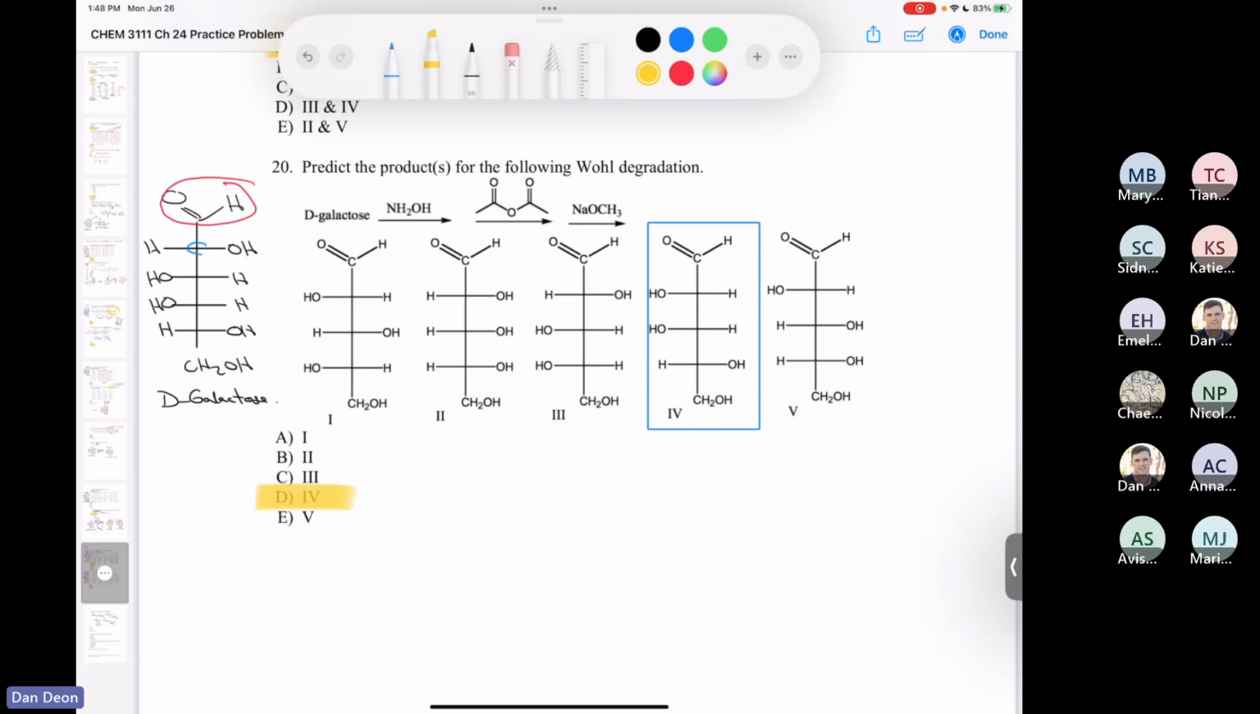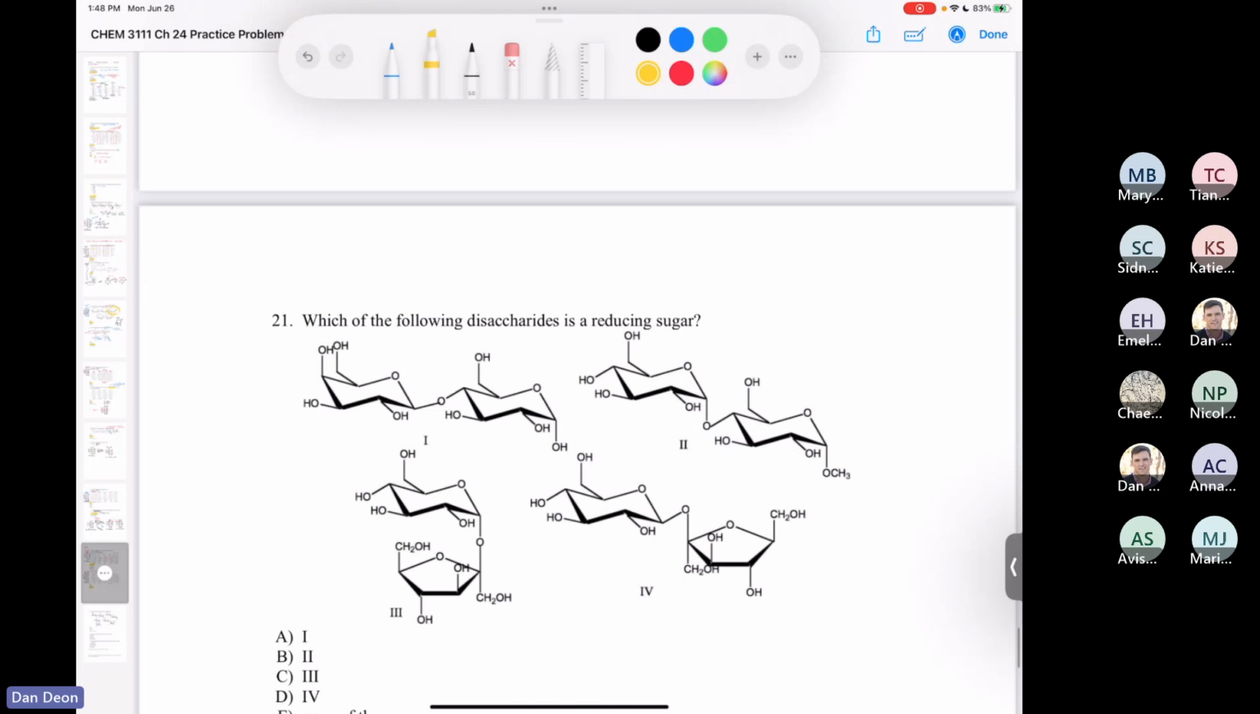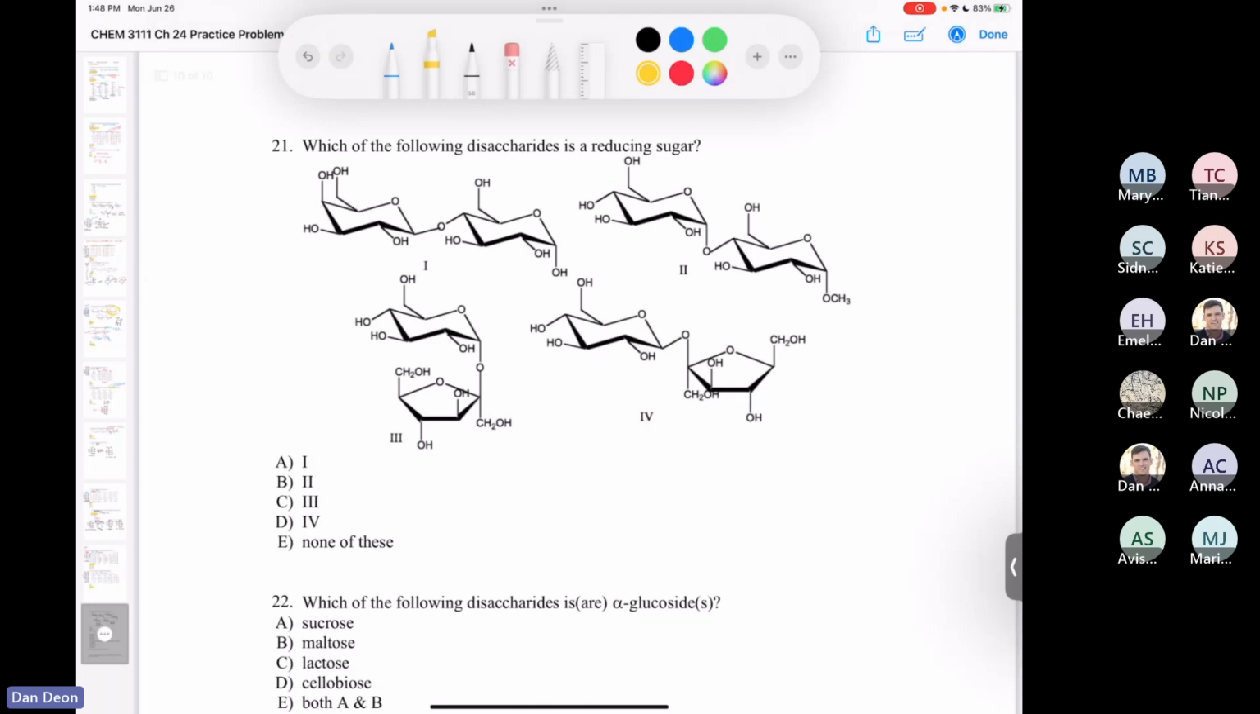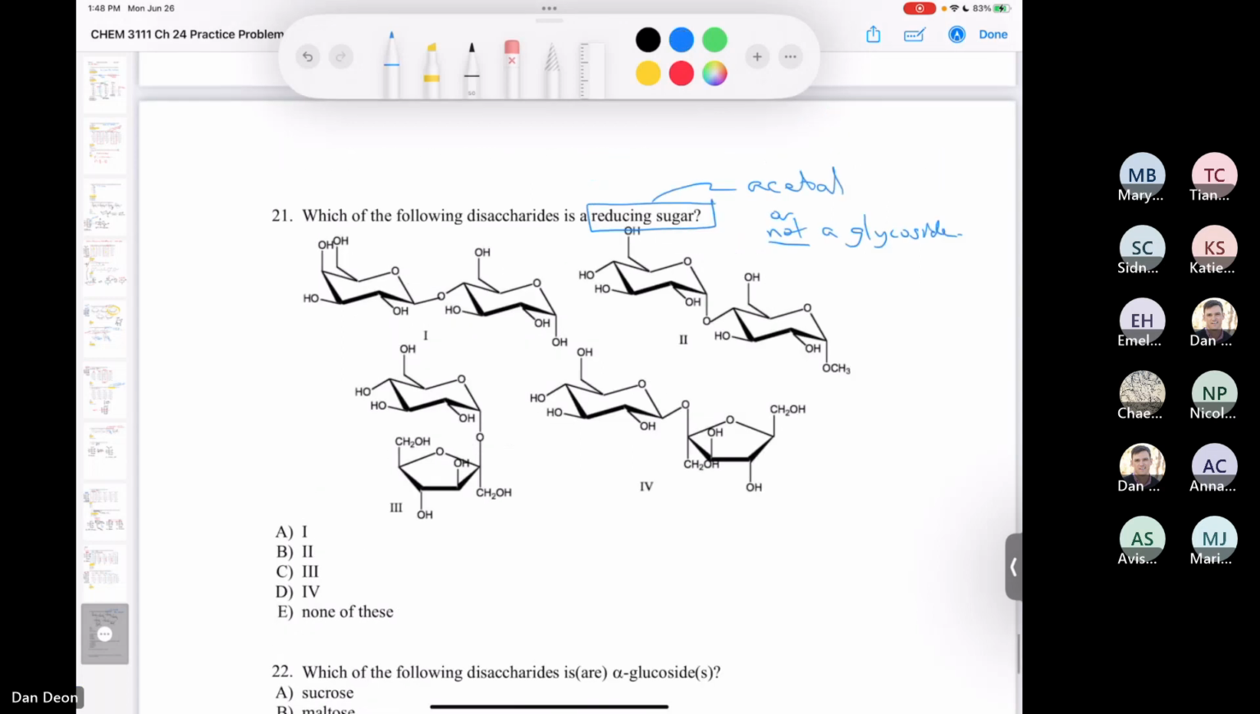We only have a few left. So the last page has got some real doozies on it. There's actually one question I went over this afternoon and didn't like it. But I don't have any qualms with question number 21. It just says, which one of these is a reducing sugar? So if we have a reducing sugar, that means it has to have an acetal in it. So we need to have an acetal, which means, or not a glycoside, which is, sorry, did I say acetal? I meant hemiacetal. So what we're looking for is a hemiacetal, something that is not a glycoside.